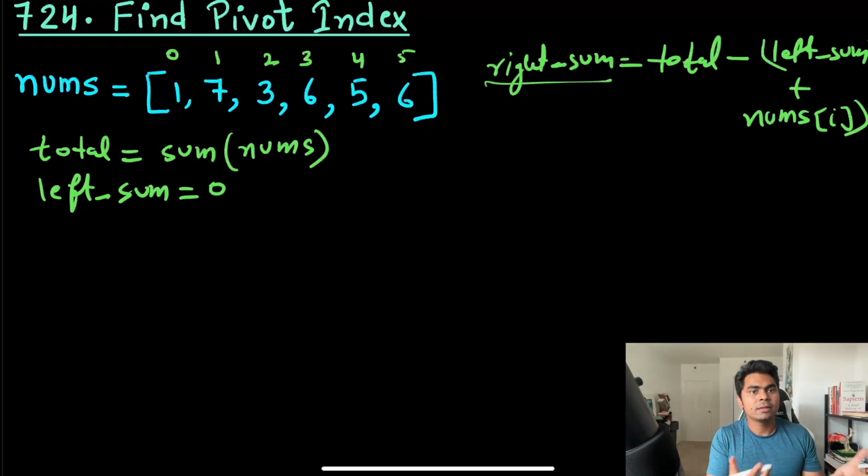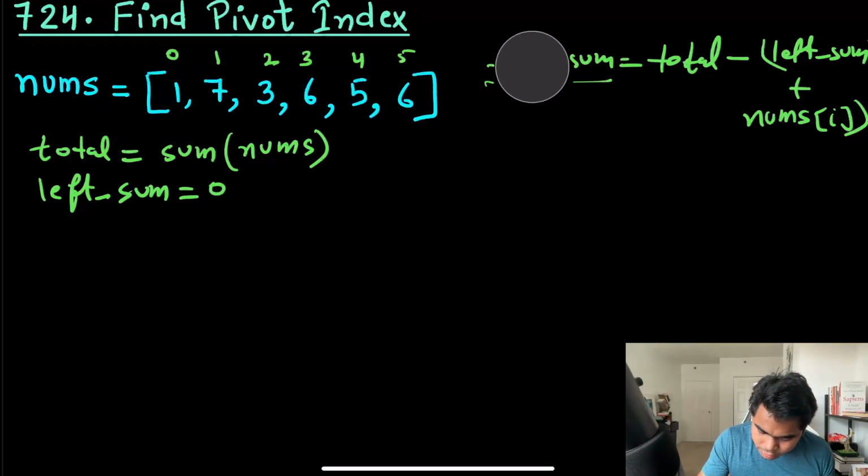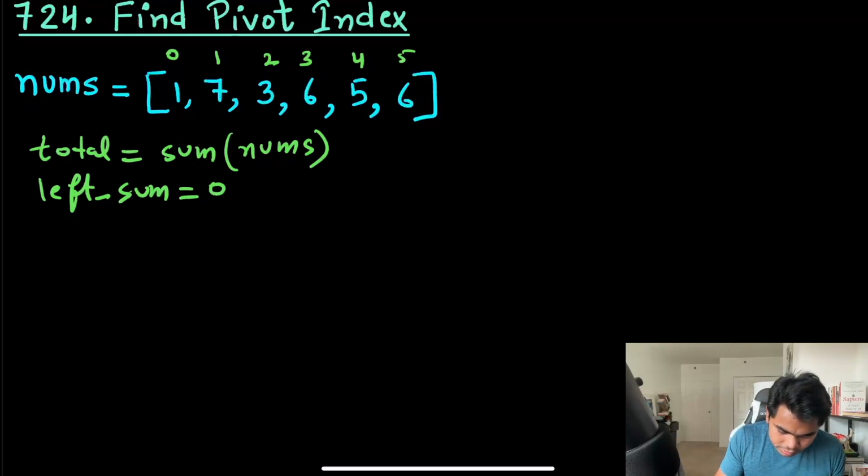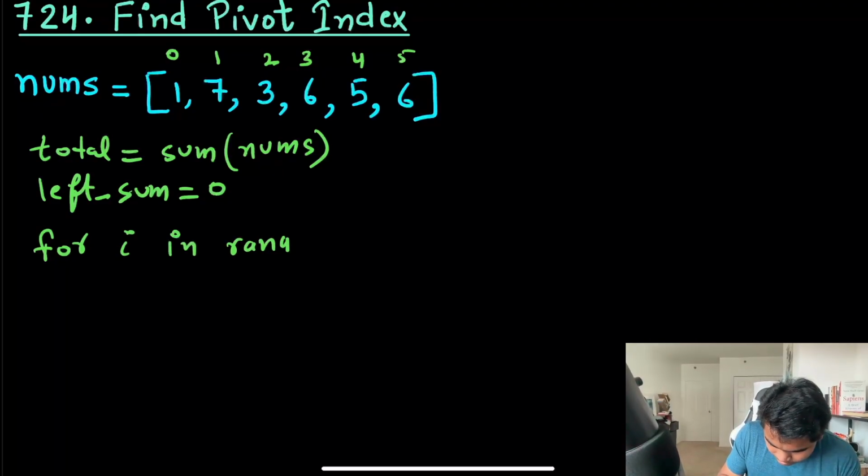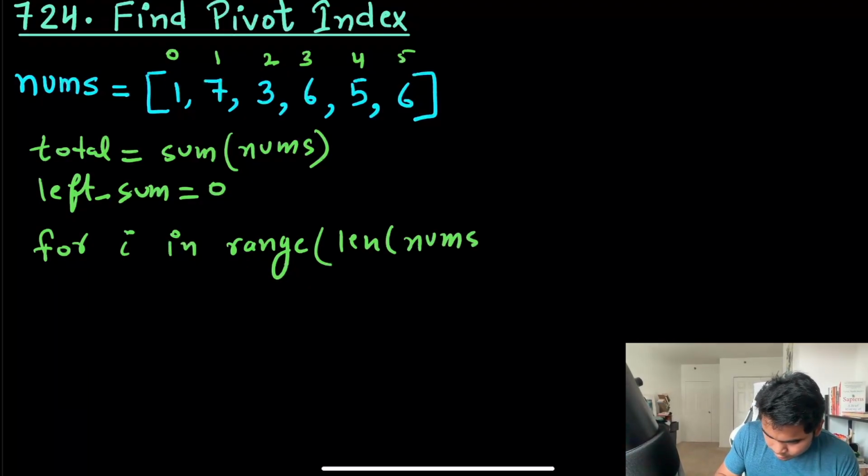So I can use this total. That's the reason I introduced this total, to basically calculate it. So let's write the pseudocode. So for I in range length nums.